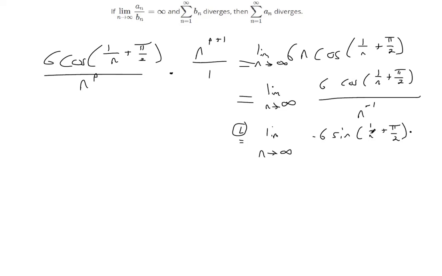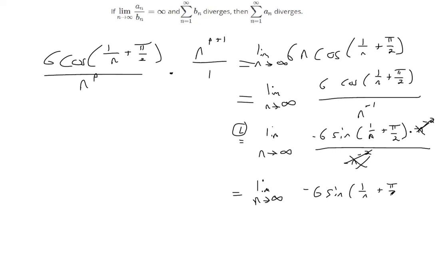So the derivative of n to the negative first is negative n to the negative second, right? This is n to the negative first. So the negative 1 power comes down, multiplies, and it gets reduced by 1. In the denominator, that negative 1 comes down and multiplies and gets reduced by 1. So the problem is set up so that these terms perfectly cancel after one step of L'Hopital's rule. So no L'Hopital's rule in this next step. This is negative 6 sine 1 over n plus pi over 2.